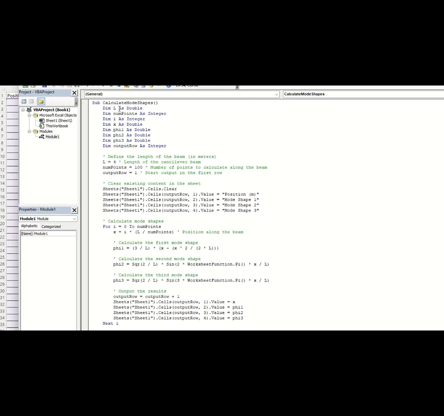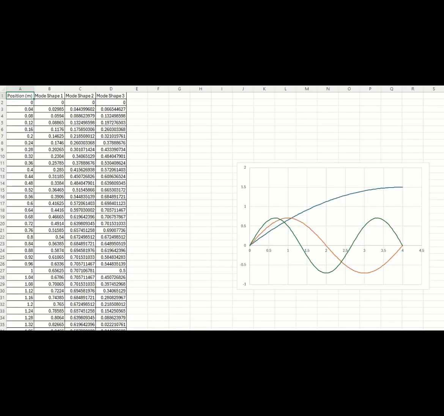Here we will calculate the mode shape using this VBA macro. L as a double, the length of the beam, i as an integer, x is the distance. First, L is 4, the length of the cantilever beam, we are defining it, and the number of points along the beam we are considering is 100. Then clear the existing content: Sheet1.Cells.Clear will clear all the contents, and Cells(outputRow, 1).Value, so here we are putting the value as position.